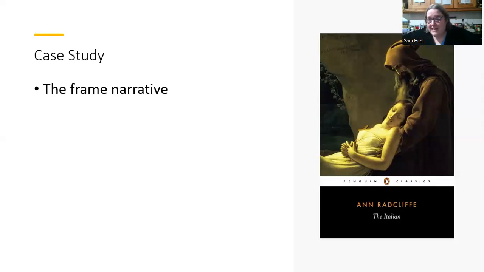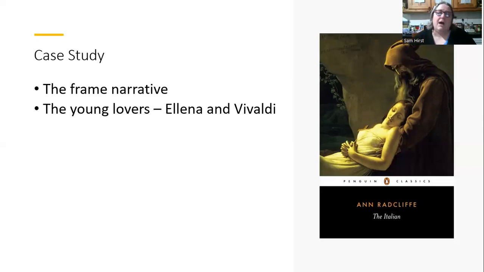They also are led by the guide, and we are led with them up to a confessional. It's like, this is the confessional, and there was a confession here. And the story of that confession, I'm going to tell you now, and that's the whole novel, basically. But the story of the confession is connected to two young lovers, Elena and Vivaldi.